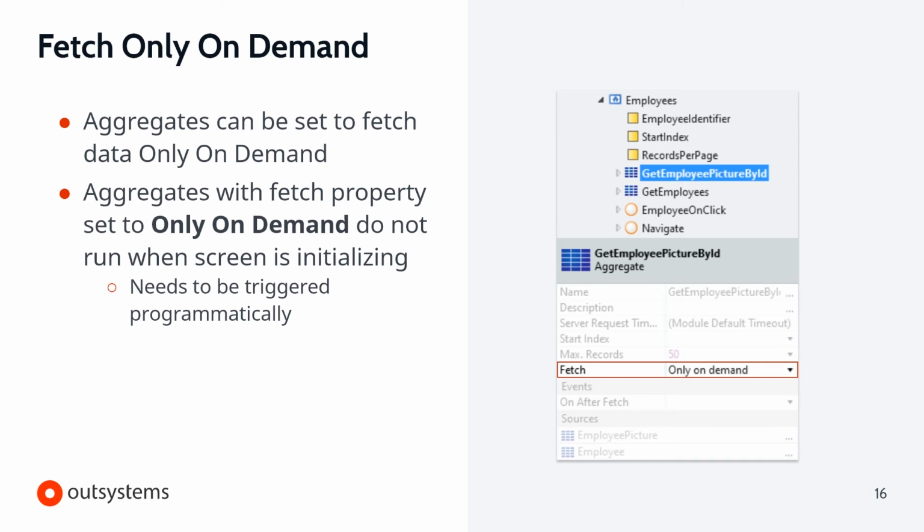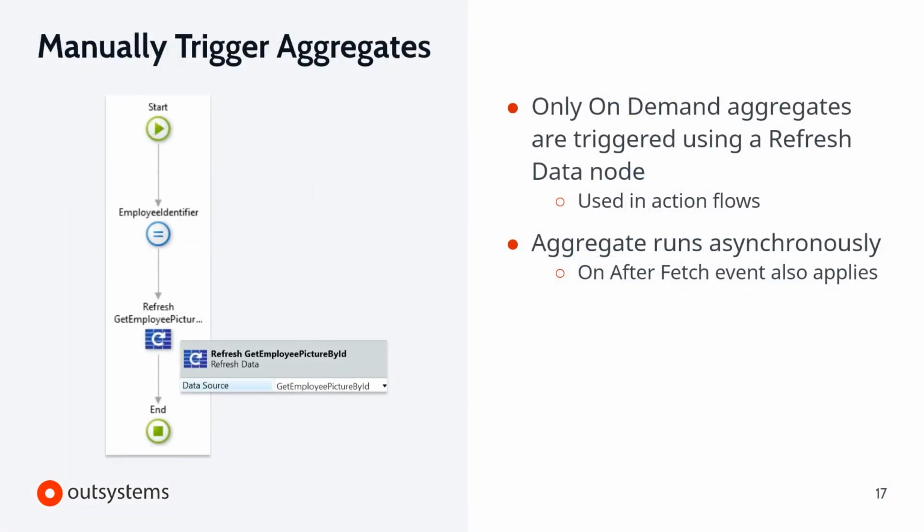By setting the aggregate to fetch data only on demand, initializing the screen will no longer trigger the aggregate. With this option, the aggregate needs to be triggered explicitly in the application logic whenever it makes sense. To run these aggregates programmatically, we can use a refresh data element in a screen action flow, for instance. In this case, the aggregate will only run when the refresh data node is executed. That execution triggers the aggregate, which runs asynchronously as always. Whenever the data is fetched, the screen renders again to display the new data, and the on-after-fetch event still applies.